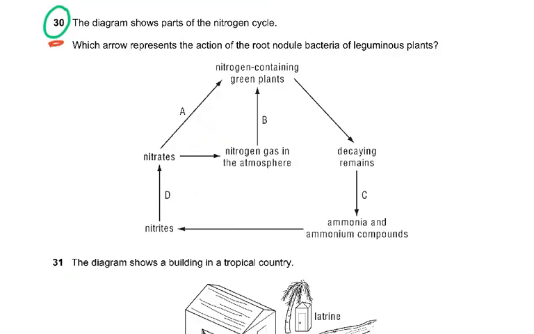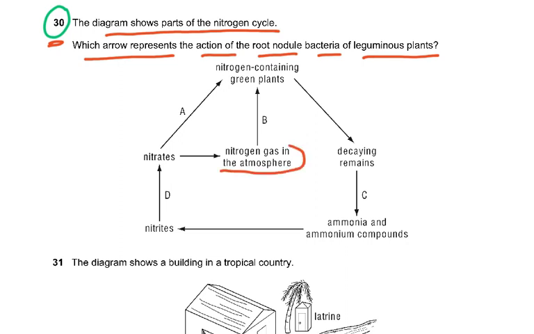Another interesting question, the diagram shows part of the nitrogen cycle. Which arrow represents the action of the root nodule bacteria of leguminous plants? You see, leguminous plants have this capacity to convert atmospheric nitrogen, and that's why they do not depend on the nitrate content of the soil. They can use the nitrogen in the air, fix it, convert it into ammonia, and then into an amino acid. So they can live in nitrate deficient soils. Usually all other plants take nitrates from the soil. So that is why A will be absorption by roots.